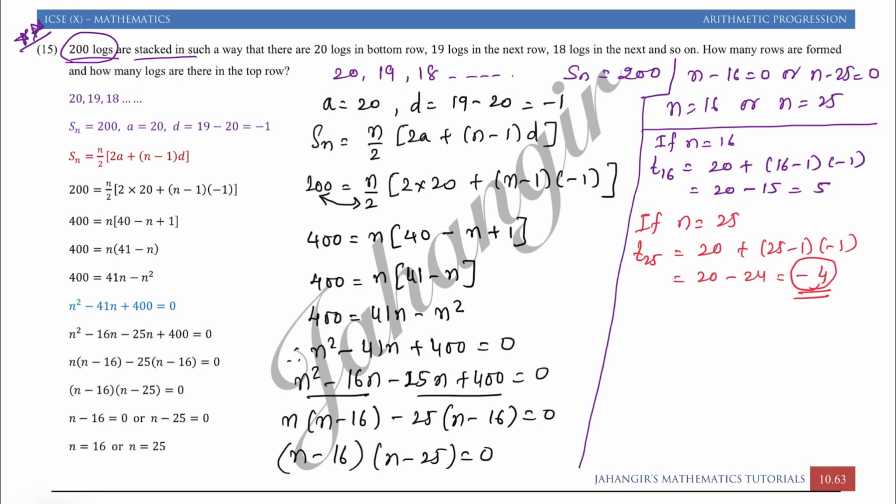That is unrealistic. So we will say therefore the number of rows formed is equal to 16 and the number of logs in the 16th row, just as in the first row at the bottom we have 20 logs, in the top row we will be having 5 logs. After that the logs get over because we have only 200 logs to be utilized. So this is our final answer. You have to verify both conditions.